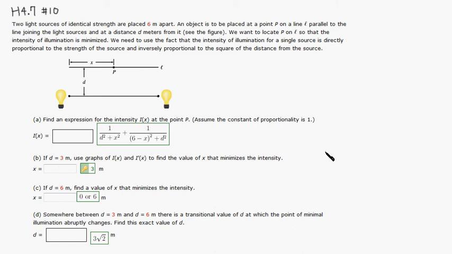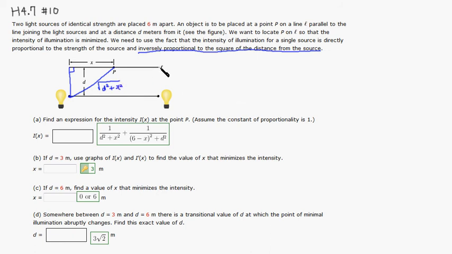Okay, let's look at homework 4.7, number 10. Here's what we need to pay attention to. The intensity of illumination is inversely proportional to the square of the distance from the source. Then you can see that the distance from P to the source on the left can be found by the Pythagorean theorem. This is simply the square root of d squared plus x squared.